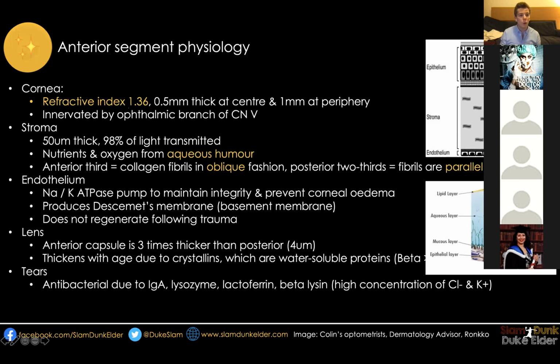Okay, so you have the cornea. It has a refractive index of 1.36. It is not as thick at the center compared to the periphery, 0.5 compared to 1 millimeter, and as we described before, it has innervation from the trigeminal nerve, the ophthalmic branch, which is V1. Just park these facts in your head if you can.